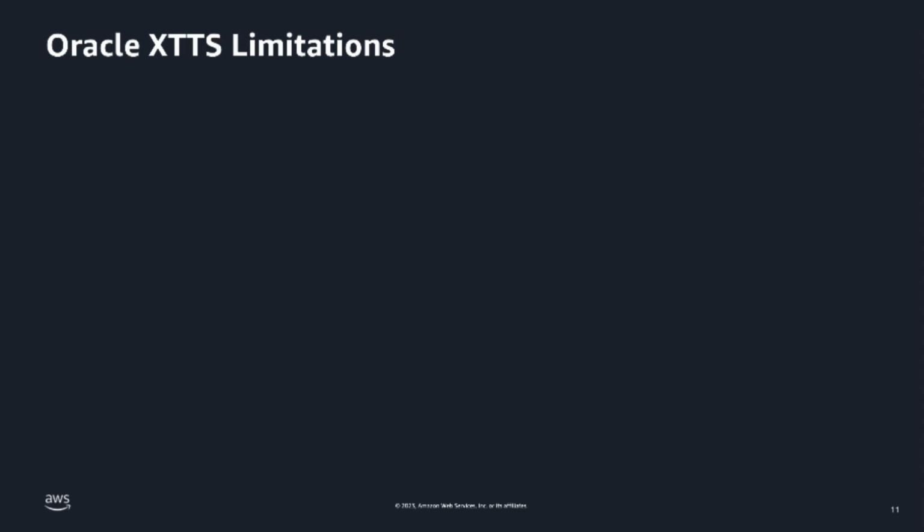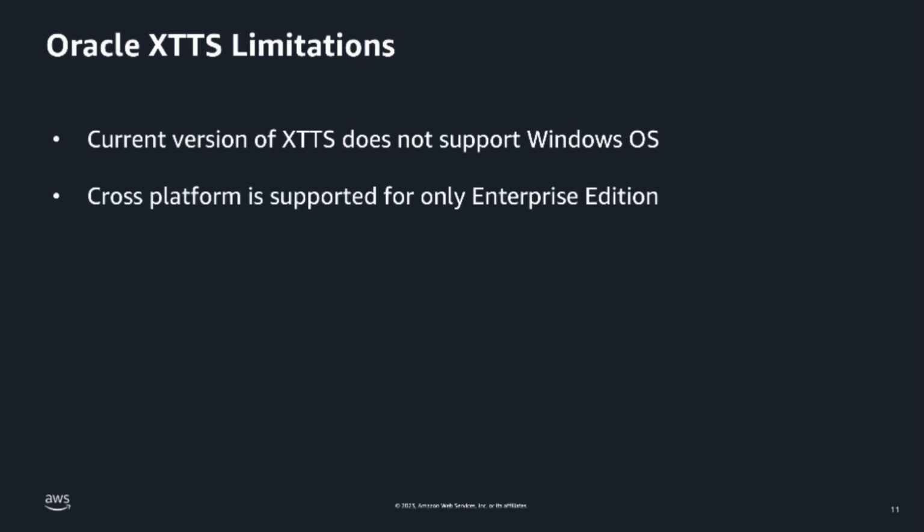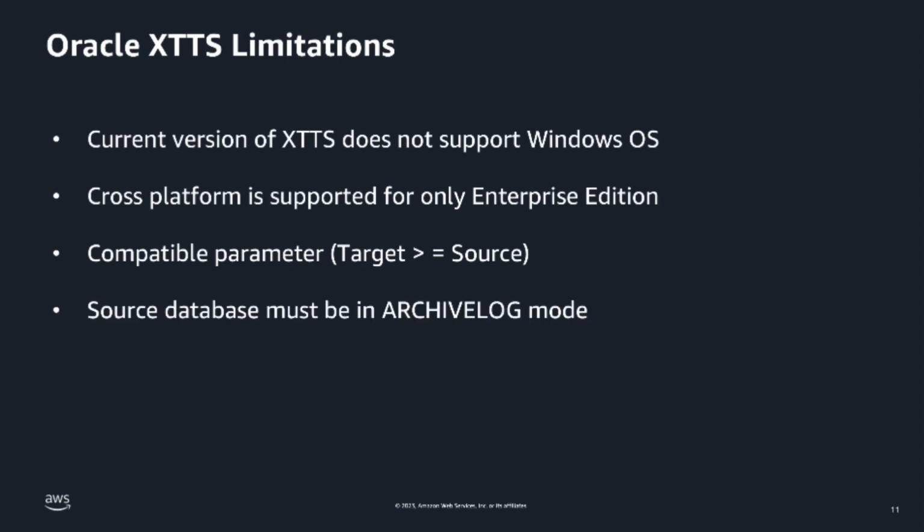This slide lists some of Oracle's limitations for transportable tablespaces with XTTS using the RMAN incremental backups method. The current version does not support Windows operating system as either source or destination. Cross-platform is only possible with Enterprise Edition. This procedure cannot be used with Standard Edition. The source database's compatible parameter must not be greater than the destination database's compatible parameter. The source database must be in archive log mode.